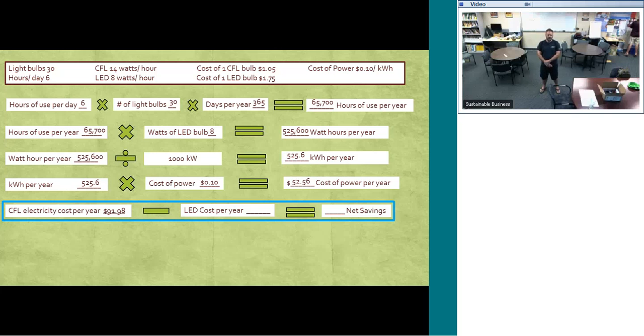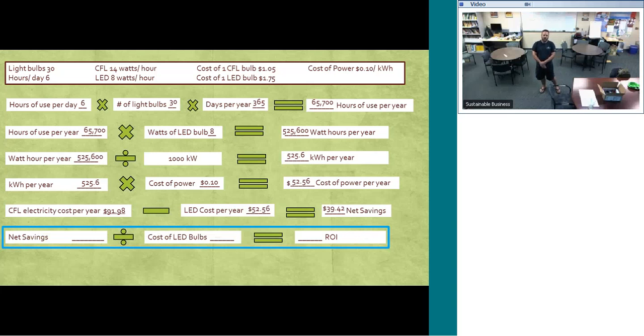So we're going to take the cost of the CFL bulbs minus the cost of the LED bulbs, which is going to give us the net savings. So that is $91.98 for the CFLs minus the $52.56 gives us a savings per year in electricity of $39.42.